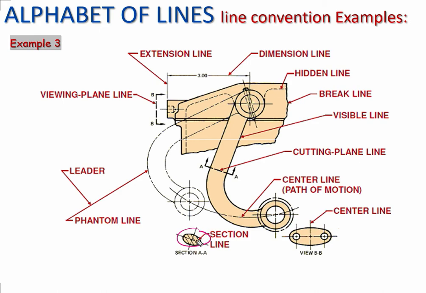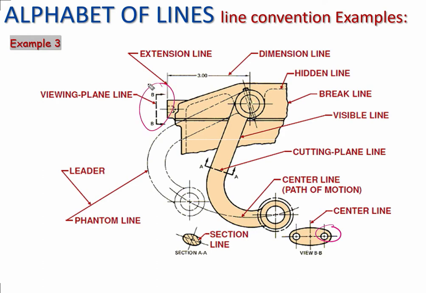Section lines, as you see, these lines show the area cut by a cutting plane, or material cut by a cutting plane, and should be thin, solid lines. Phantom lines, as you see here, are lines used to show the alternative position. They should be thin, not thick, and like this. And here we have center lines.